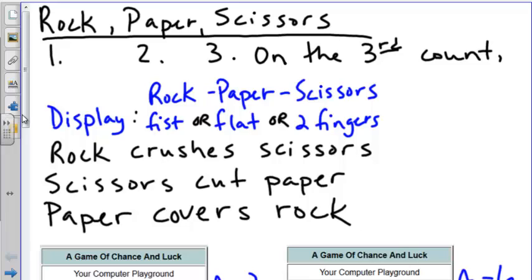So for instance, whoever has scissors and their partner has paper, that's a win for the scissors. If you tie, you need to play again until the wins and losses equals 12 altogether. Find a classmate or a friend, somebody around the house, and you're going to have a rock, paper, scissors tournament.